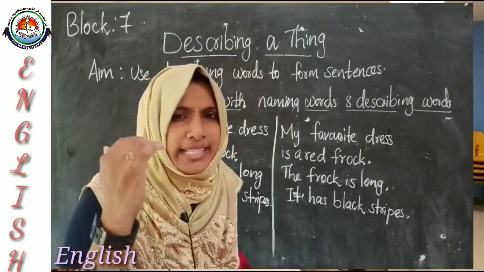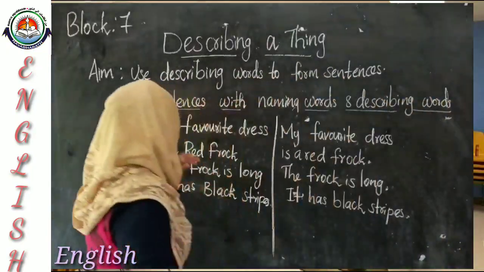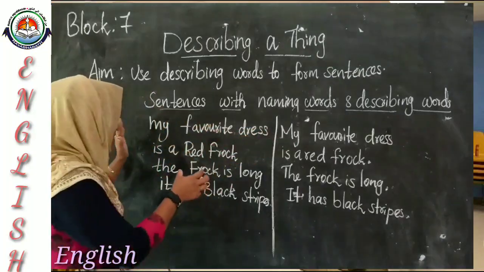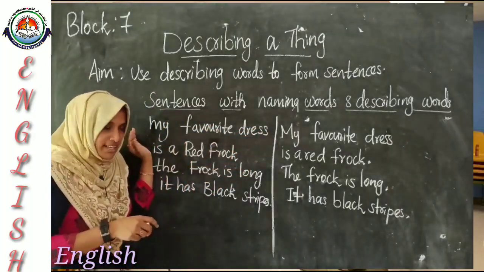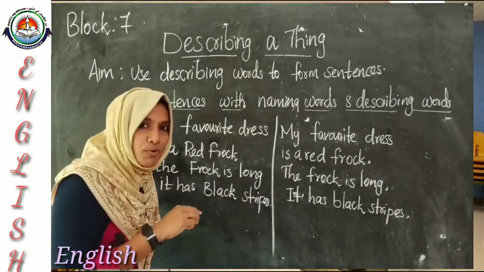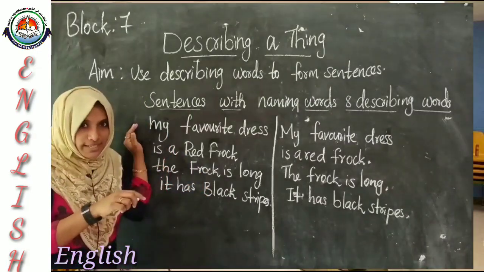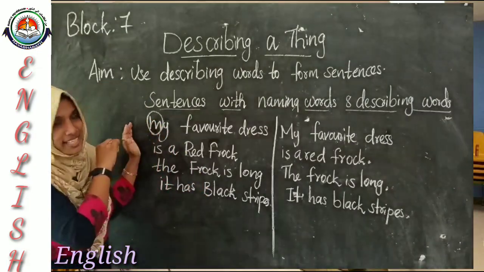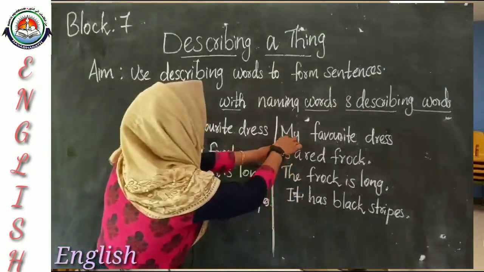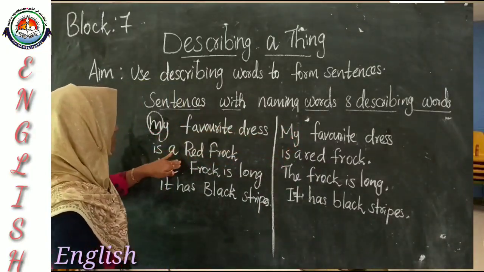Then can you find out any errors in this sentence? See here, the first sentence, my favorite dress is a red frock. Look at this sentence. Is anything wrong? Yes, look at this beginning letter. Is it capital or small? Yes, it is not a capital letter. It starts with a small letter. So we have to rewrite this letter M with capital M. So here I have written the correct way of writing: My favorite dress is a red frock.